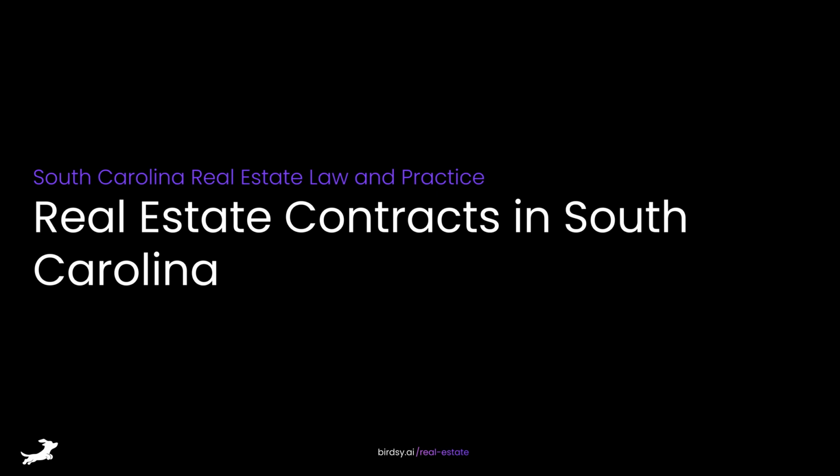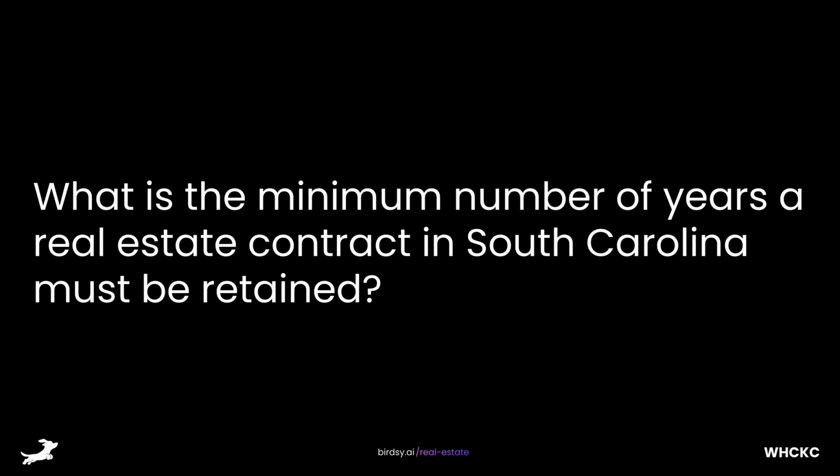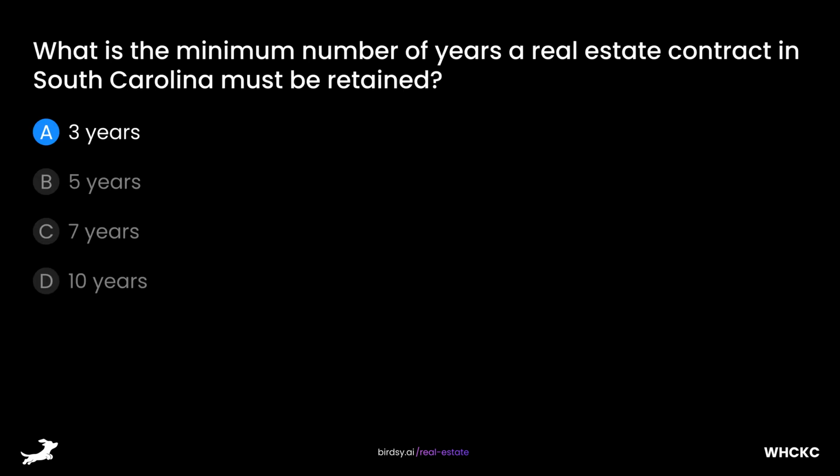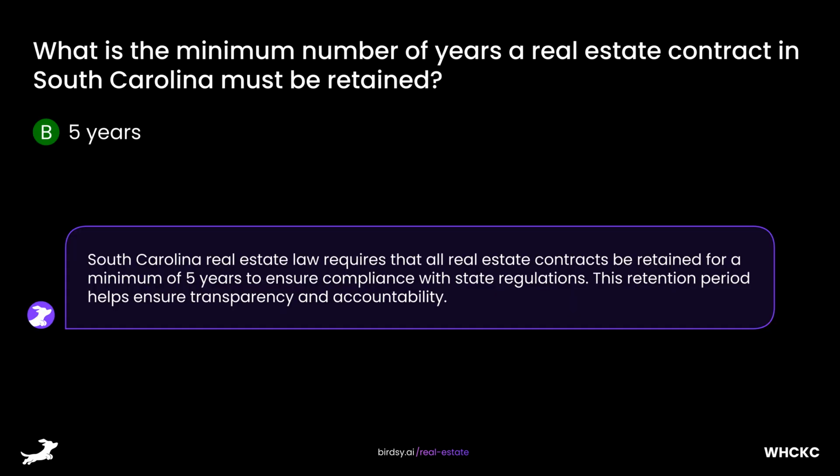Real estate contracts in South Carolina. What is the minimum number of years a real estate contract in South Carolina must be retained? Is it A, 3 years, B, 5 years, C, 7 years, or D, 10 years? The answer is B, 5 years. South Carolina real estate law requires that all real estate contracts be retained for a minimum of 5 years to ensure compliance with state regulations. This retention period helps ensure transparency and accountability.